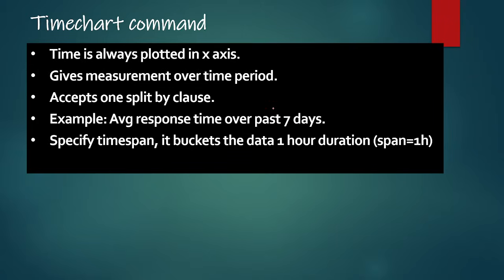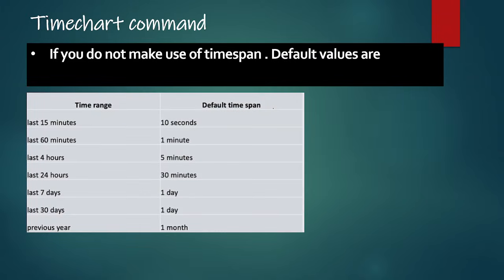Okay, so an example could be average response time over the past 7 days. We can also specify a time span, which might be one of the arguments for this particular command, and if we do not specify anything explicitly, it will be the default. So if you do not make use of the time span as an argument or parameter, this is how the default values will be taken care of. For example, if in the time range picker you mention last 24 hours, by default it will take a time span of 30 minutes.